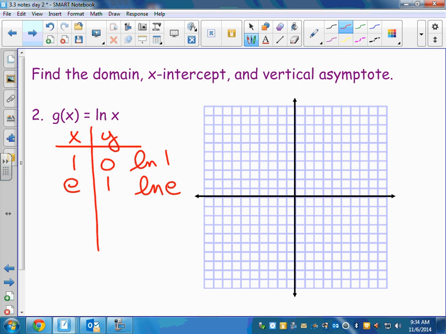I want to show you these points, but you can pick whatever you want for x except certain things. Could I pick 0 for x? Can I take the ln of 0? No. Could I pick a negative number for x? No, I can't take the ln of a negative number, and your calculator will help you with that. But you can pick whatever you want, like pick 4, and you just type it in your calculator.